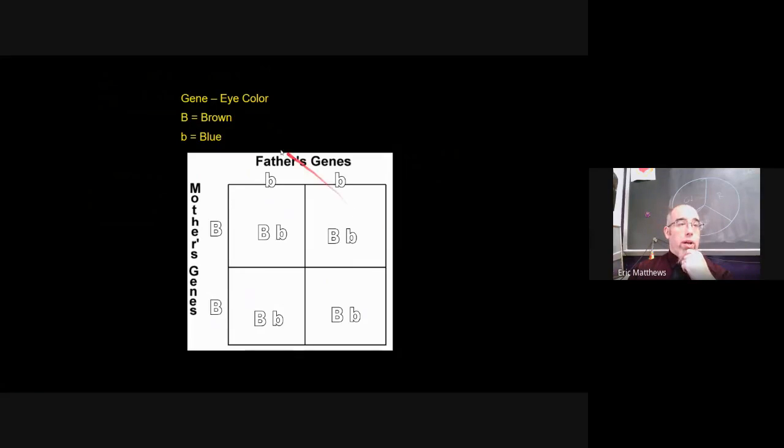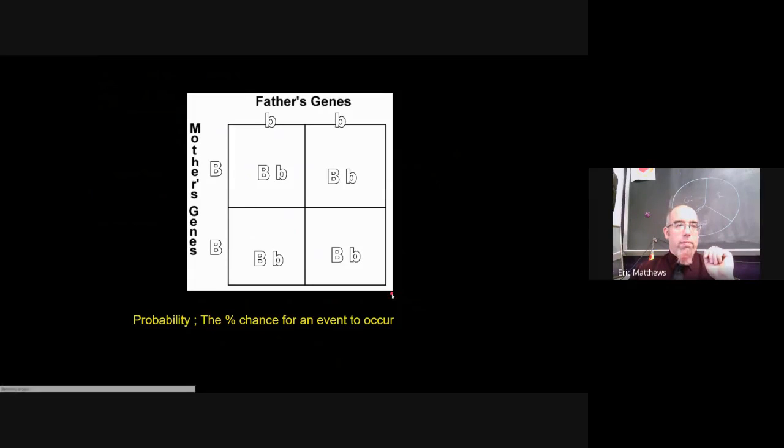All right, here's another one. We're saying here the gene is once again eye color. Capital B equals brown, little b equals blue. Dad is homozygous recessive, little b. Mom is homozygous dominant, big B. And so you push dad's alleles down, push mom's alleles across. Every one of them is heterozygous, capital B, little b. What color eyes will they have? Brown or blue? Brown, because they all have a dominant.